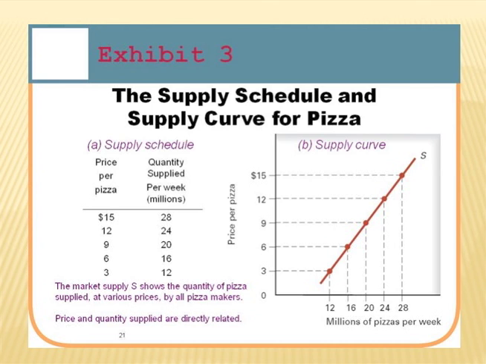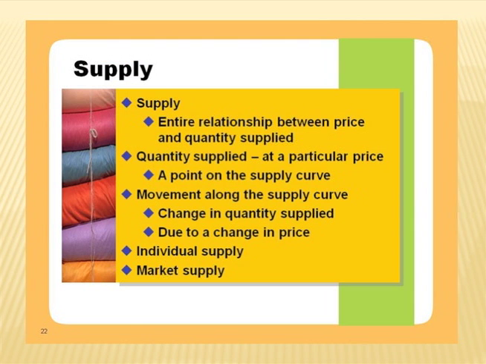You see on the left the schedule, that's nothing more than just the prices and the quantity supplied. And then if we plot those points, you see on the right the actual plotting of those points. And you'll notice that now the curve goes upward and to the right. It goes from lower left to upper right, or it's upward sloping, which is just another way of saying the relationship is direct. The higher price encourages the supplier.